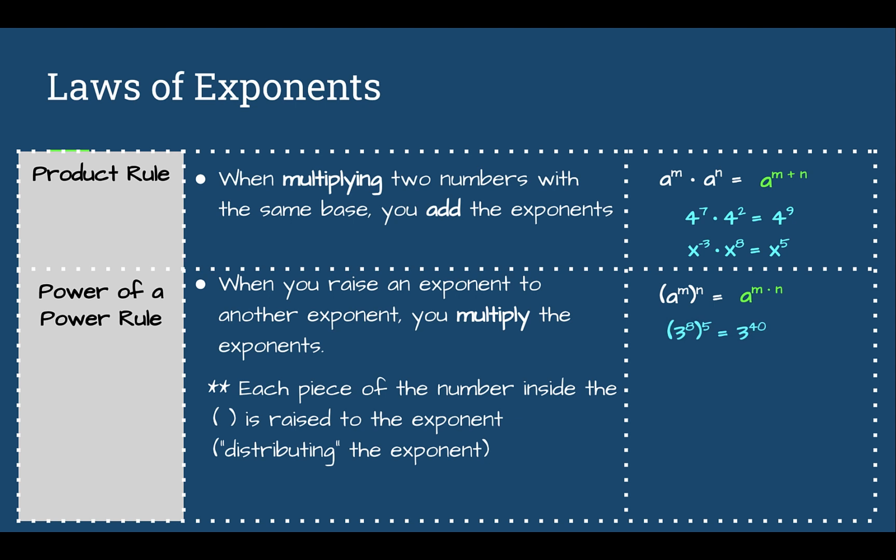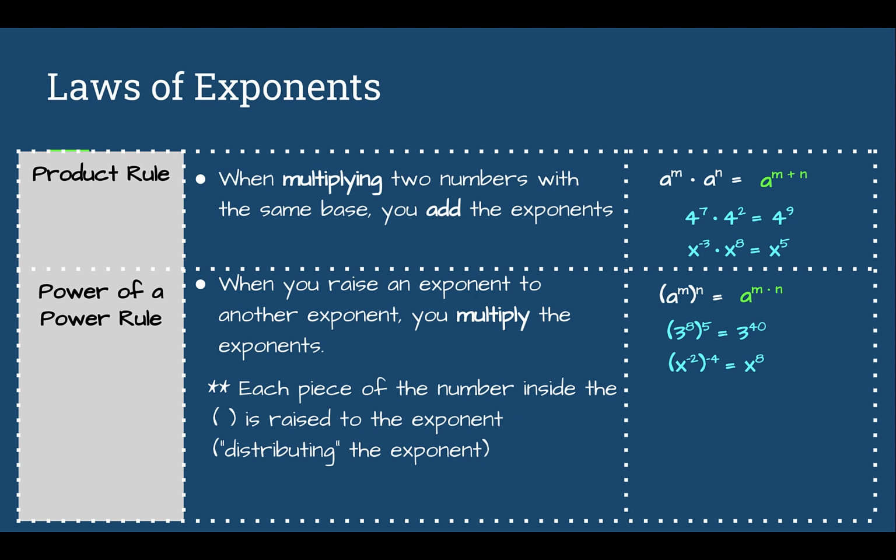So if we look with numbers, 3 to the 8 to the 5th power is going to be 3 to the 8 times 5, which is 40. So our final would be 3 to the 40th power. Or if we look with variables, we could have x to the negative 2 raised to the negative 4. So our exponent raised to another exponent. Negative 2 to the negative 4. Negative 2 times negative 4 is positive 8. So that would become x to the 8th power.